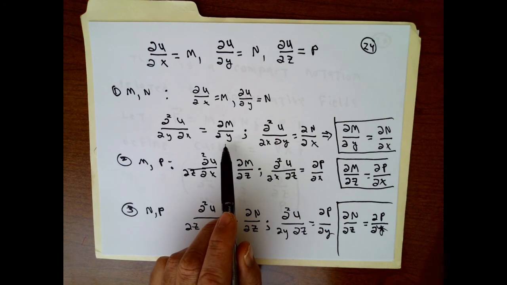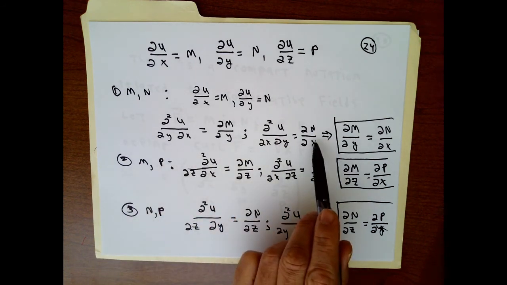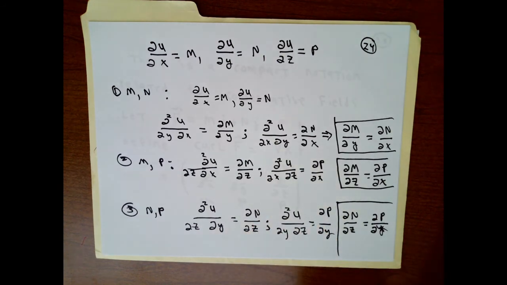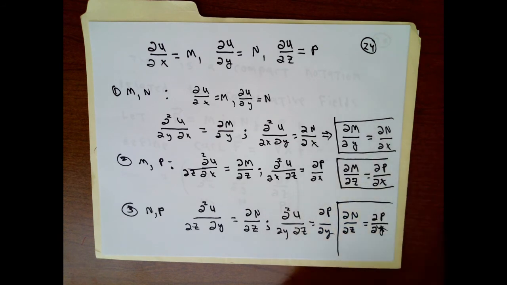Partial of m with respect to y must be this. Partial of n with respect to x must be that. If the functions are continuous, the mixed partials are equal. So partial of m with respect to y must equal partial of n with respect to x. This is what we had in the two variable case.